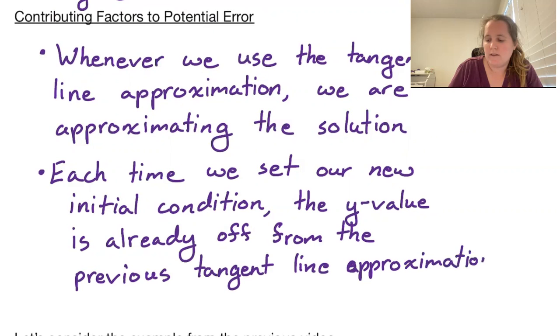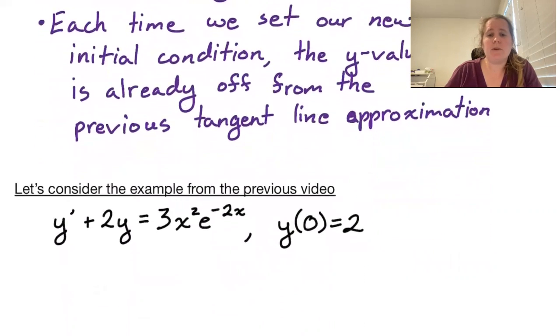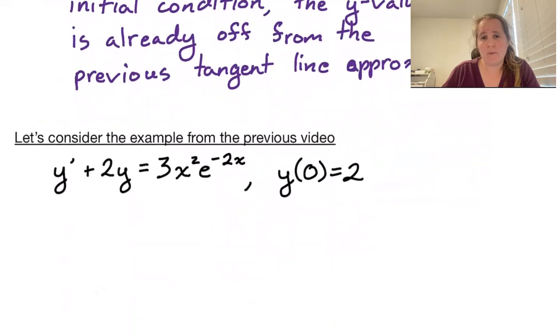So essentially, we kind of expect the error to snowball. Because not only do we use our tangent line approximation, which will give us a wrong value, but now the next tangent line approximation we use is not even starting off from the actual solution. It's starting off from our approximation.